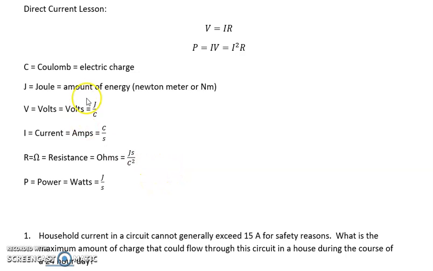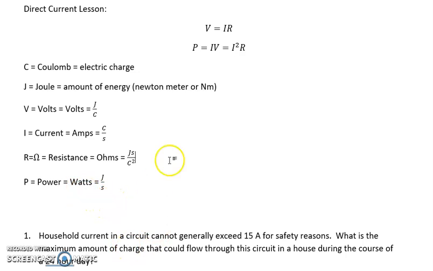So we're going to use these relationships, the joules and coulombs and seconds relationship, in the problems we're going to work through today. I'm going to do one of them, and then I'll expect you guys to work through the rest. So number one says household current in a circuit cannot generally exceed 15 amps for safety reasons. What is the maximum amount of charge that could flow through this circuit in a house during the course of a 24-hour day?